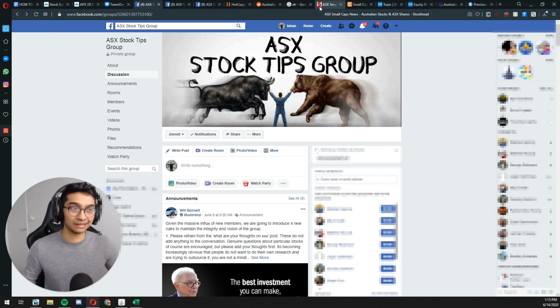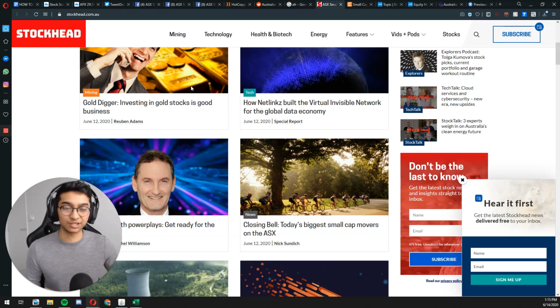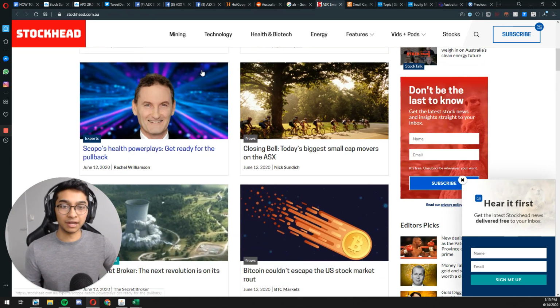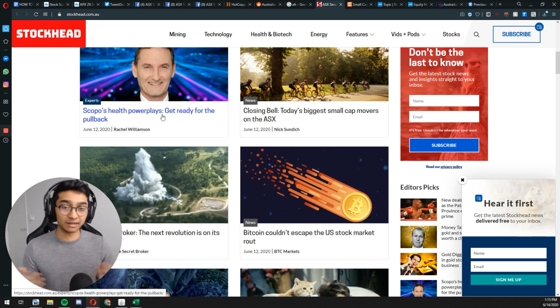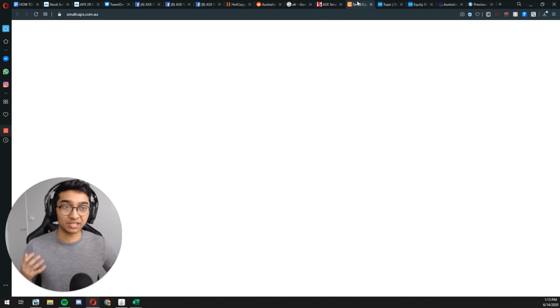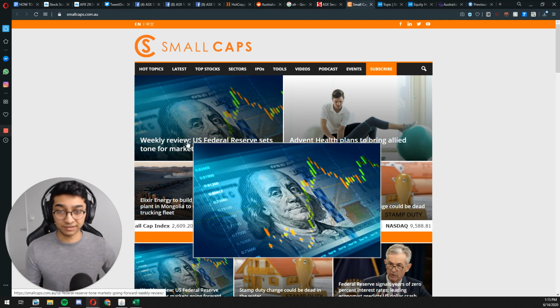And so the second last method, the fourth method, I like to say, is looking at news. Some of the news publications I like is Stockhead. Stockhead is generally a small cap publication, but they'll do articles on any type of big move, any type of big news in the markets. Same as smallcaps.com.au. They will do usually small caps, but sometimes they'll venture out and talk about equity markets in general.